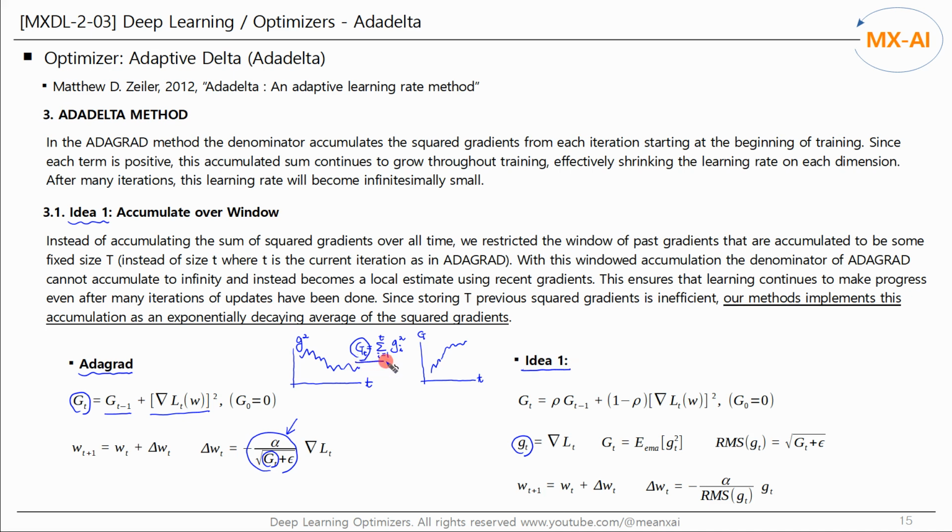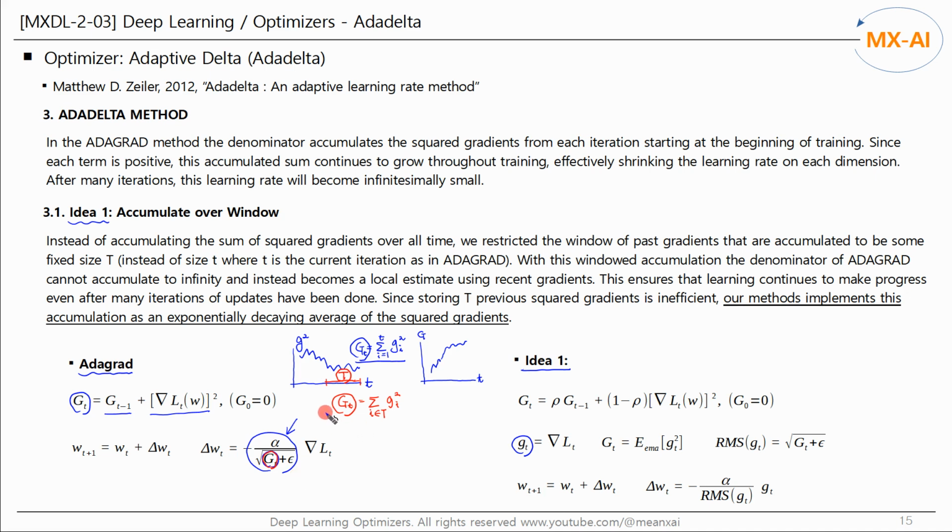Instead of accumulating the sum of squared gradients over all time, we restrict the window of past gradients that are accumulated to be some fixed size t. That is, we accumulate the squares of the gradient over this time window. With this windowed accumulation, the denominator of Adagrad cannot accumulate to infinity and instead becomes a local estimate using recent gradients. This ensures that learning continues to make progress even after many iterations of updates have been done.